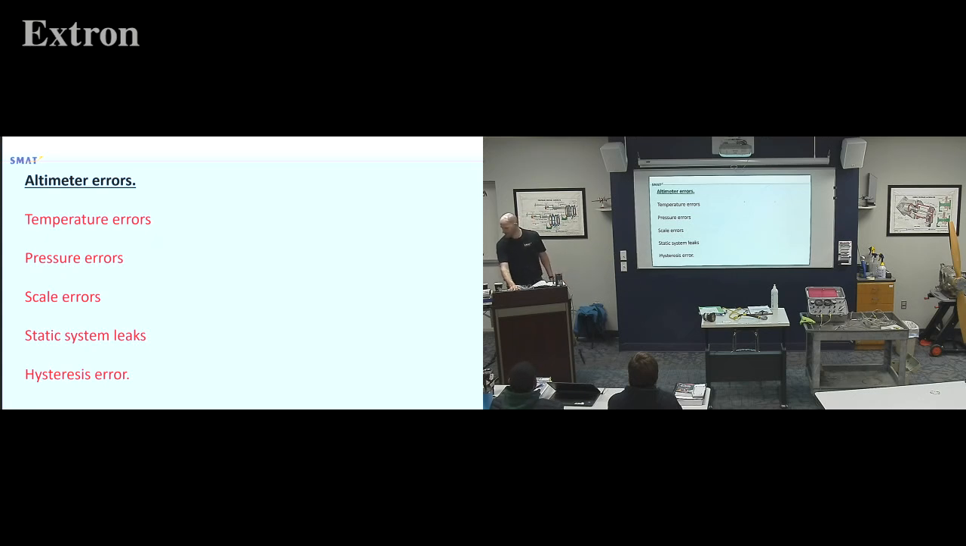Static system leaks, we're going to deal with in lab and whatnot. Obviously, if my static system is leaking, we talked about how the inside of the aircraft is often a different pressure than outside the aircraft, even on our little aircraft. Obviously, in a pressurized aircraft, that could be even bigger, right? Because the altimeter is in the pressurized section. So that would be static leak errors.